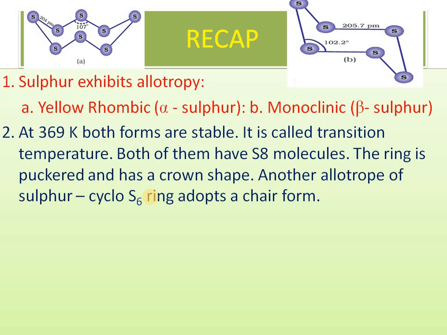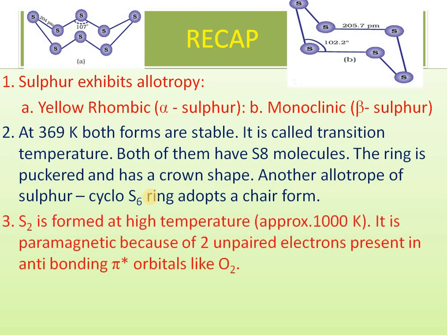Another allotrope of sulfur is cyclo-S6, and it adopts a chair form. You can see that from the chair form. S2 is formed at higher temperature. As we discussed, the higher the temperature, the S8 will decompose into S2, sulfur atoms, and this is paramagnetic in nature. How? Because you compare with oxygen O2. If you see the molecular orbital theory, the electrons were unpaired in the anti-bonding orbitals. Similarly, here also the same procedure is applicable. So due to unpaired electrons, it will show paramagnetic character.